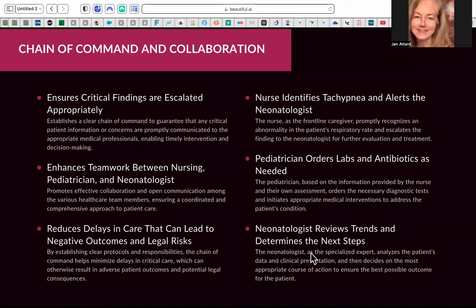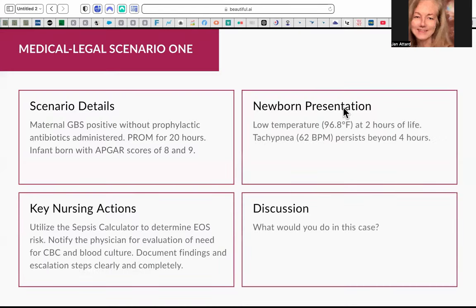We identify tachypnea and we alert the pediatrician and the neonatologist. Labs are ordered, antibiotics are ordered, and a baby is placed where they need to be placed. The neonatologist will review any and all trends and determine next steps. And of course, communicate with the family. They have to be first of mind. They have to know what's going on.